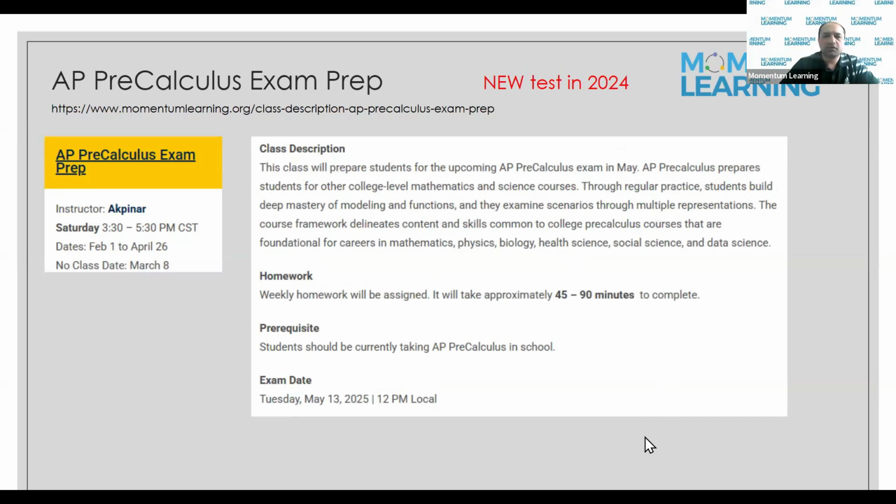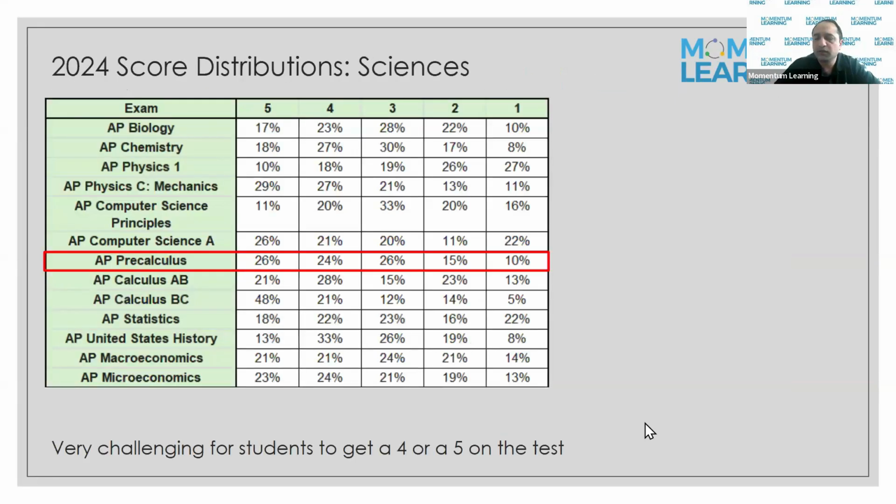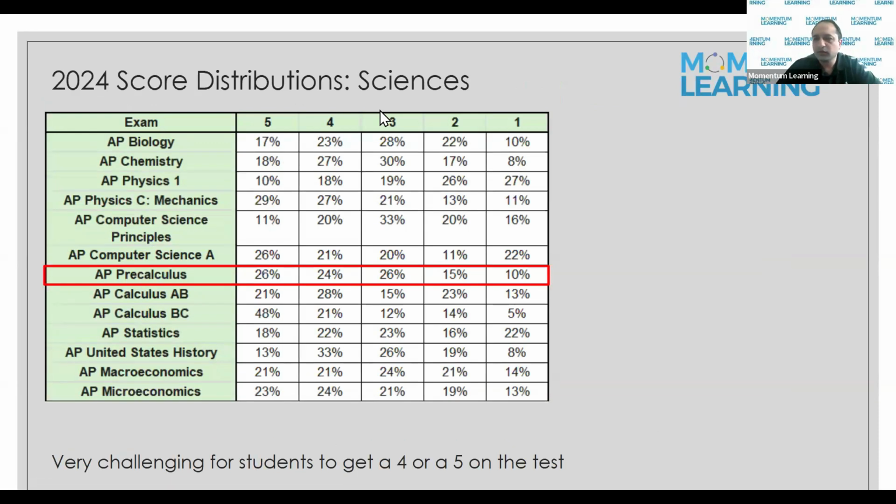So let me introduce what we're going to do today. I will give some brief information about AP Pre-Calculus. Before starting, are you aware of the meaning of dual credit? What does dual credit mean? Dual credit means students can get high school credit and college credit at the same time, in Texas or in other colleges, in other states.